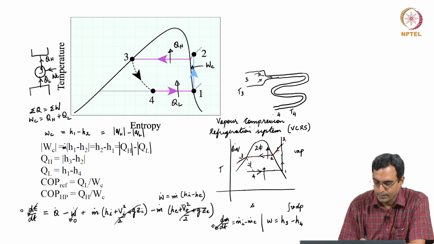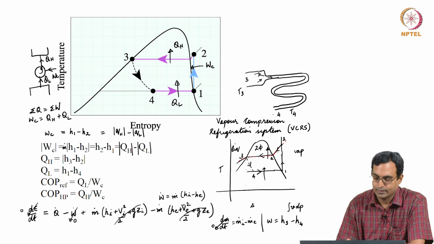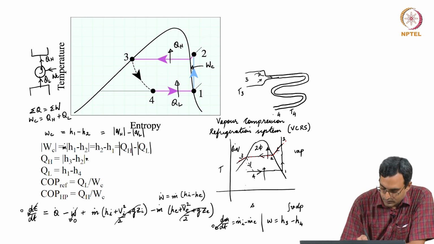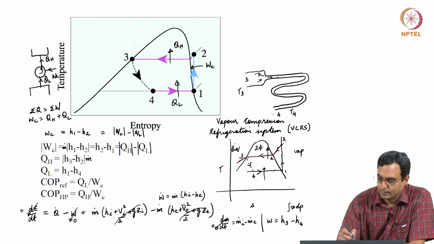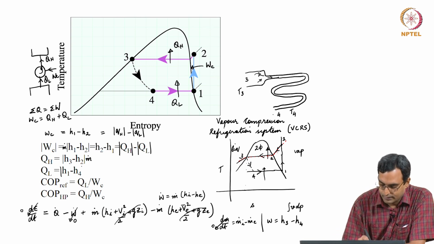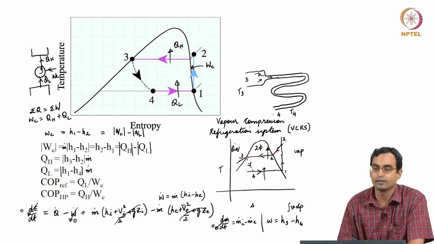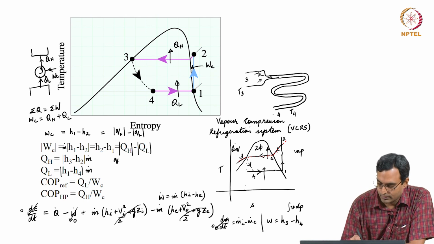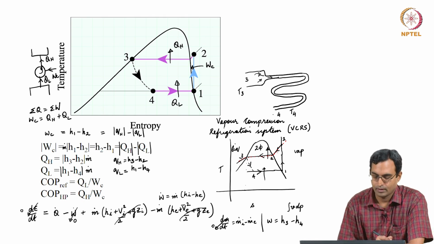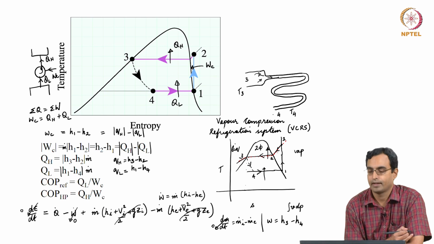So, Q would be m dot into enthalpy at the exit minus enthalpy at the inlet. So, this is m dot into enthalpy, in this case enthalpy at the exit minus enthalpy at inlet. In this case it is enthalpy at exit, inlet, and this will be m dot into this, or small QH would be H3 minus H2 and small QL, which is specific heat transferred, would be this, and COP is defined as what we want.